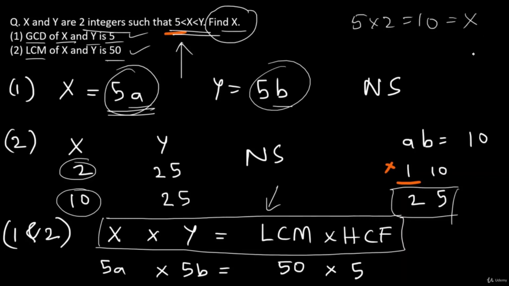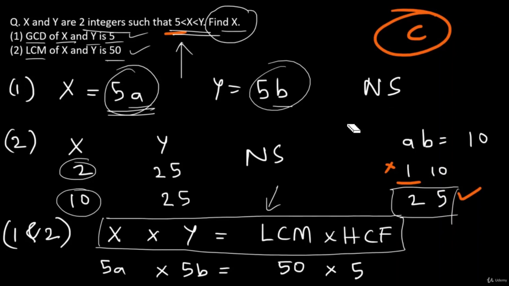So x would be equal to 5 into 2, which is equal to 10. That's x, and y is equal to 5 into 5, which is equal to 25. That's y. So using statement 1 and 2 together, we are able to find the value of x. Therefore, the correct answer to this question is option C. And remember, we don't need to find the value of x because it was very easy to find it in this case. That's why I've just found the value of x as 2 into 5, which is 10.